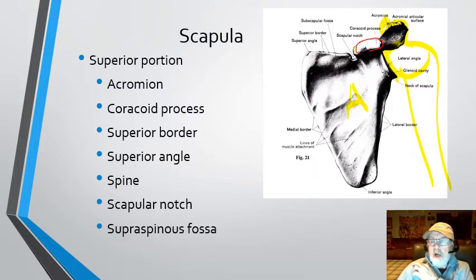That's the acromion. When people have a dislocated shoulder, yes, it could occur at this joint right here, but it's not unusual to have what's called an acromioclavicular separation. I've seen tons of those. They're very, very common, okay?